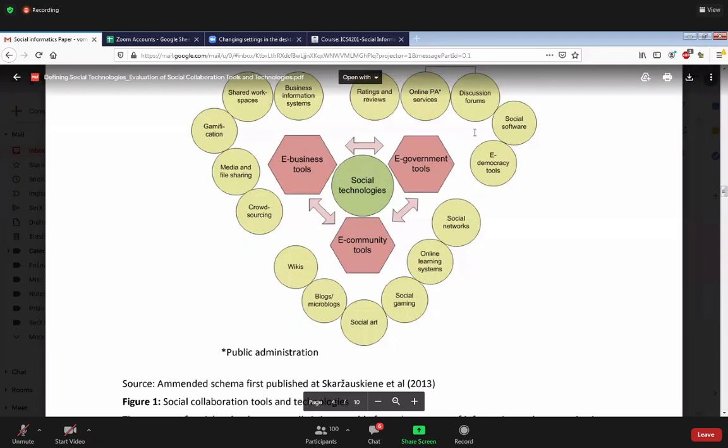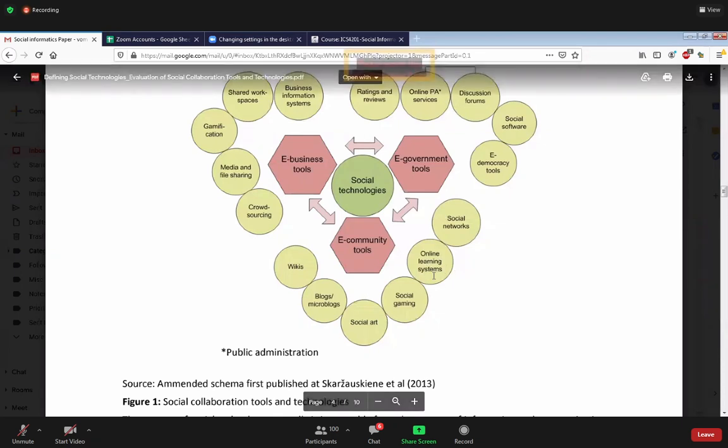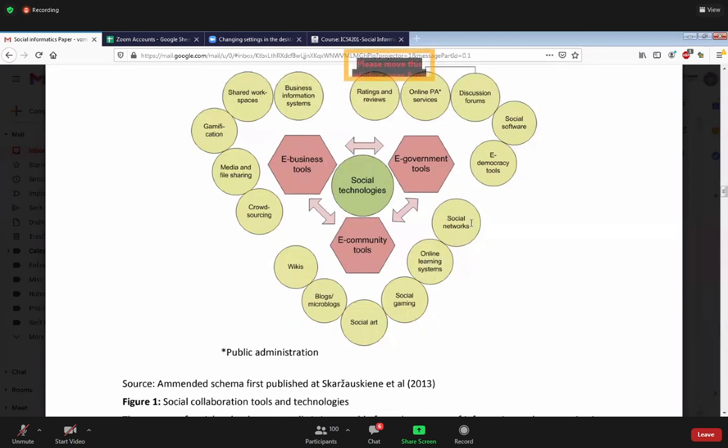Then outside there, you start seeing various artifacts or various outcomes. You start seeing social gaming. I've talked about games. Social art: I think there was a student who was trying to do this, and I encouraged her to do this for a master's, for an undergraduate. This is a very interesting research area for anyone to extend. There are online learning systems, social networks, e-democracy tools.